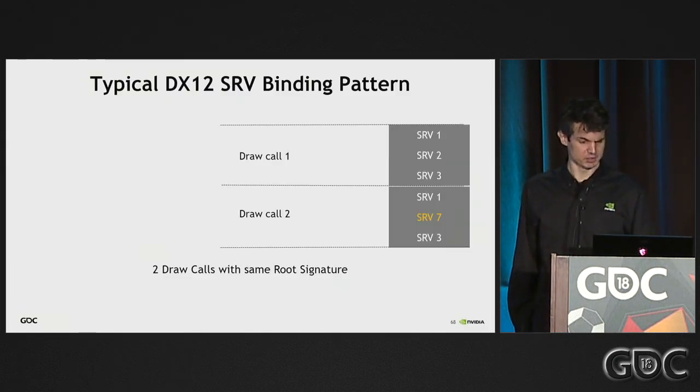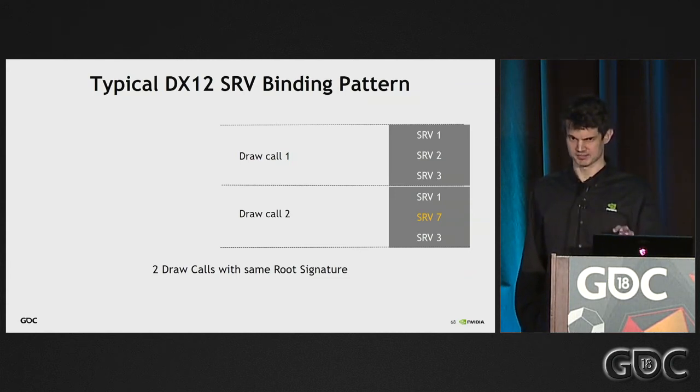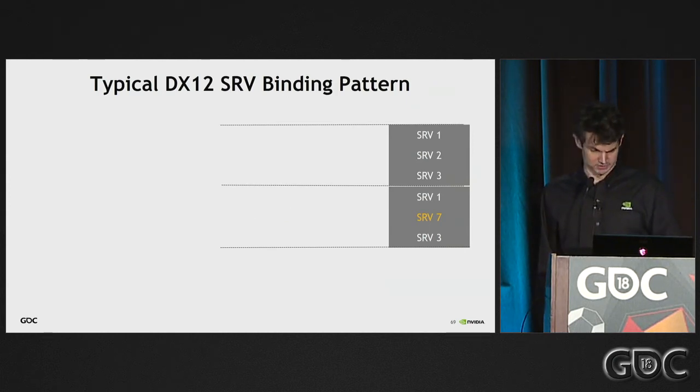All right, let's look at a typical way to bind SRVs to draw calls. If you've done this in your engine, you probably recognize this pattern. So we'll start from, in this case, two draw calls. They have the same root signature. We use 3 entries per range. We have a single range, and we need to bind these SRVs to the draw call. We have draw call 1 binding SRV 1 to 3, and draw call 2 binding 1, 7, and 3. So they actually have 2 SRVs in common and 1 SRV different. But the problem is that because these SRVs are living in the same range, we will need to do something inefficient. Let's see what happens.